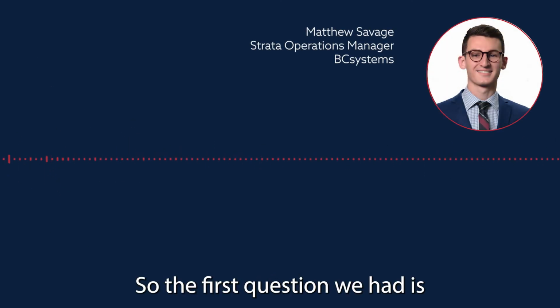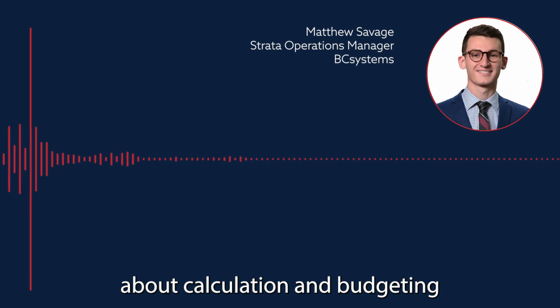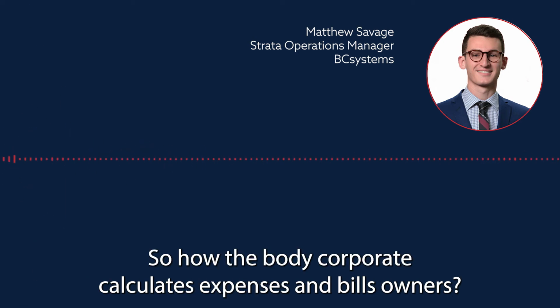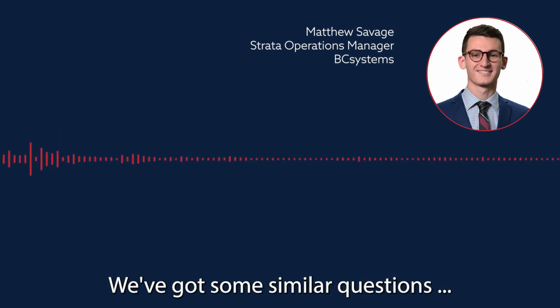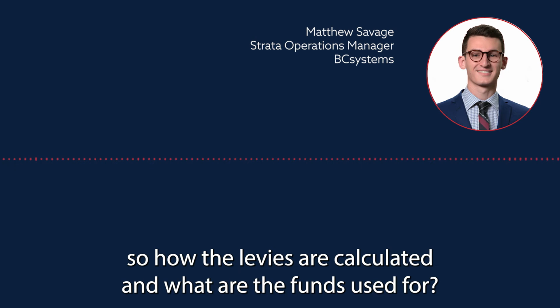Okay, so the first question we had is about calculation and budgeting. So, how the corporate calculates expenses and bills owners. We've got some similar questions. So, how are the levies calculated and what are the funds used for?